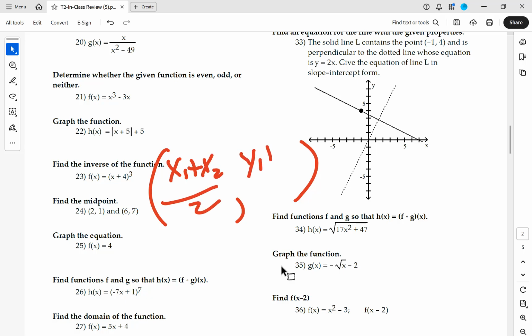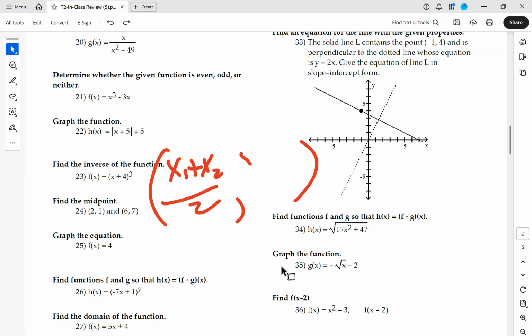This is the correct formula for midpoint. Another mistake with the formula is that students sometimes think there's a minus in that formula. Those are pluses, not minuses.